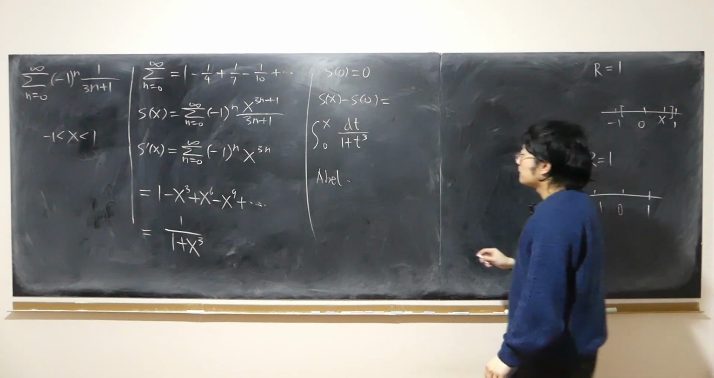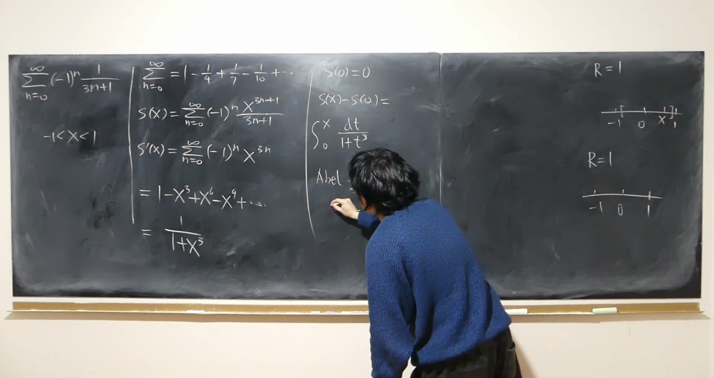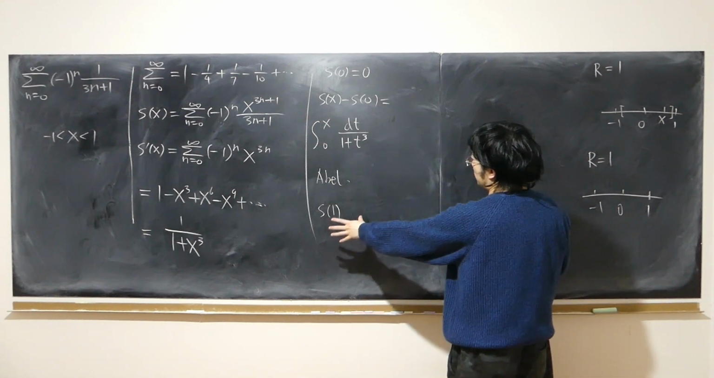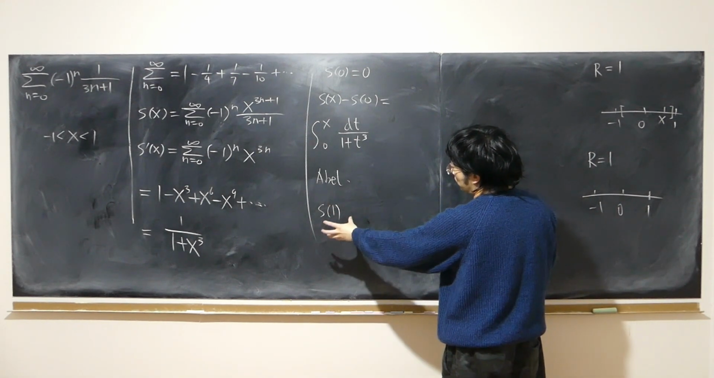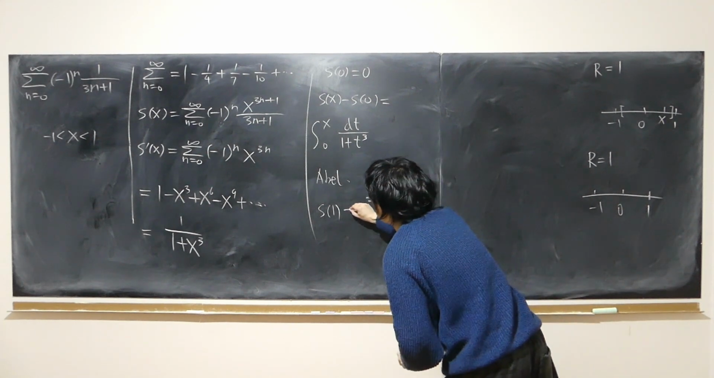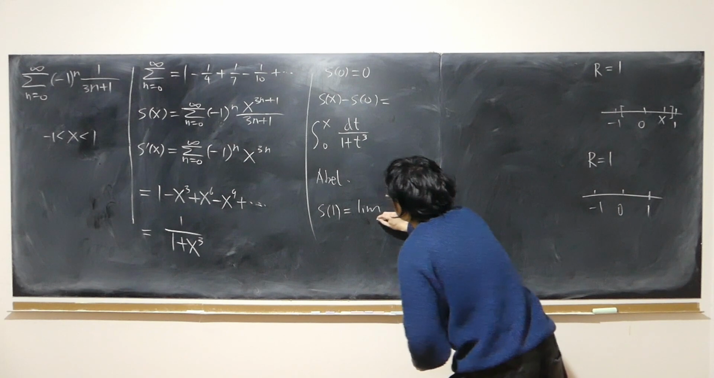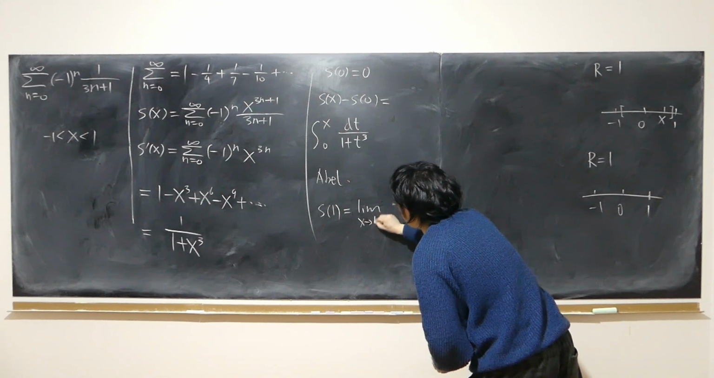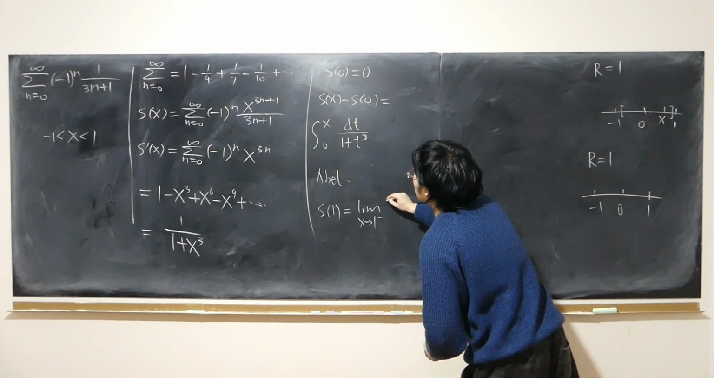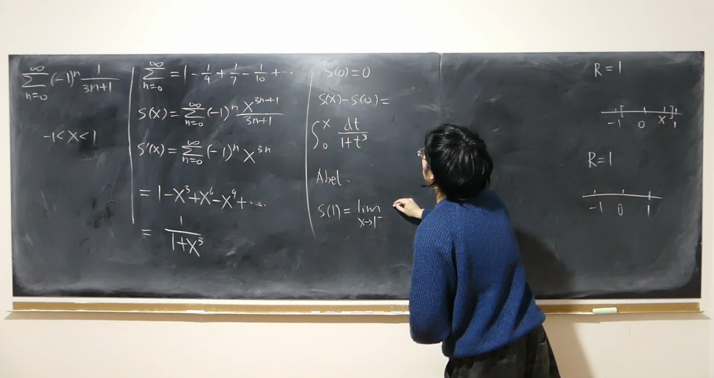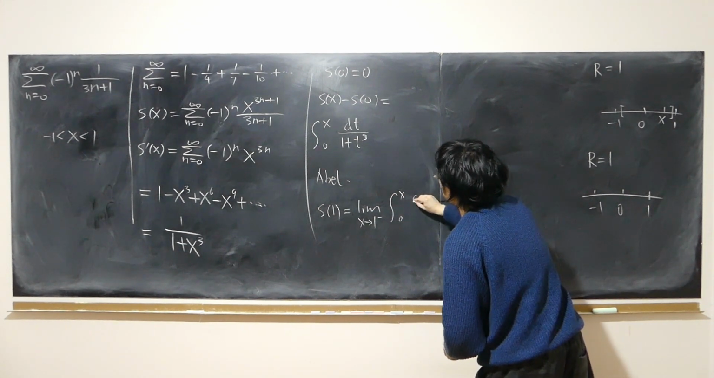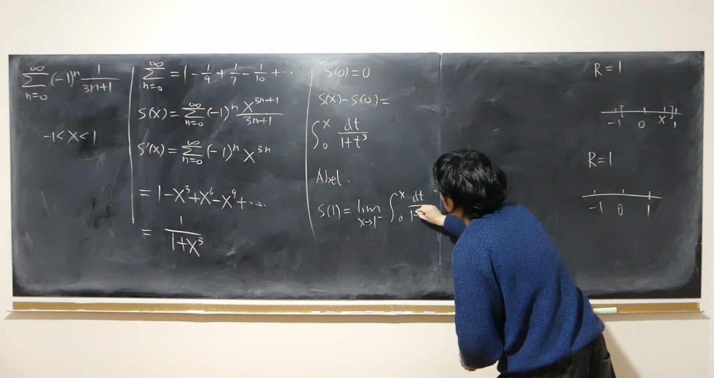Now, to write it down, S of 1, that's the meaning of continuous, meaning the functional value equals the limit. So S of 1 equals the limit x approaching 1 from the left-hand side of S of x. S of x is this, the integral from 0 to x of dt over 1 plus t cubed.